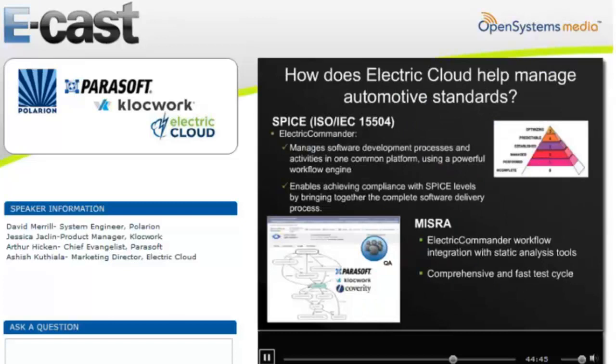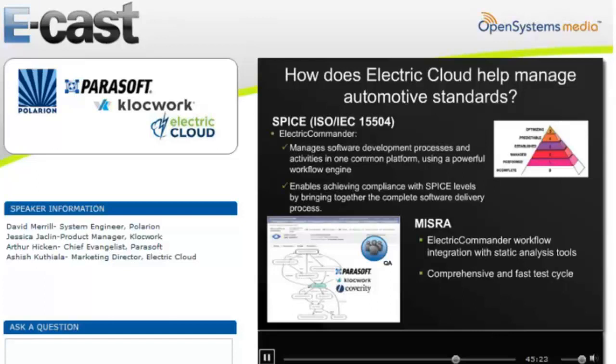And very specifically, with automotive standards which have to be managed, we help by providing the single platform I talked about to manage the entire software development life cycle, and the integration with static analysis tools such as Parasoft, Klocwork, that provide support of MISRA C 2004 and MISRA C++ 2008 standards. In addition to this, with test parallelization and a comprehensive, fast test cycle, we're able to help you make sure you're able to test each and every aspect to meet these automotive standards.